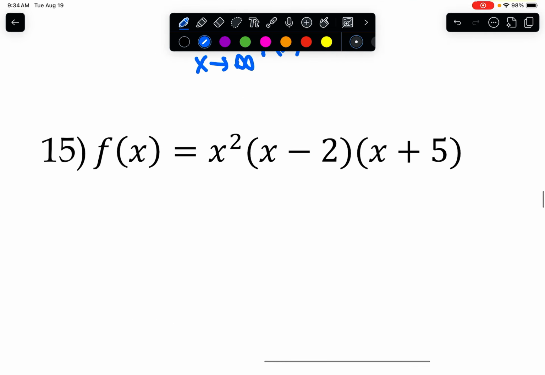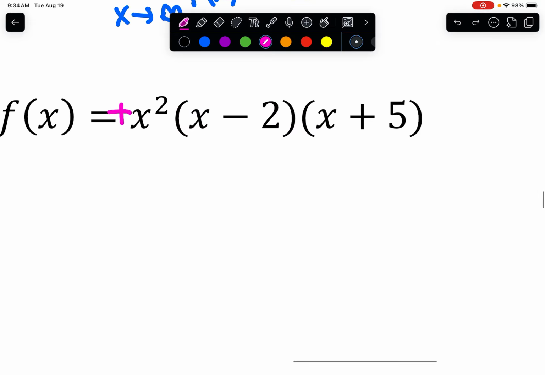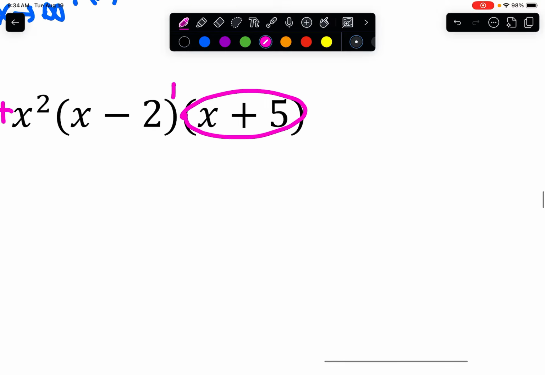So now with 15, whenever your polynomial is in factored form like this, you're still going to pay attention to if it's positive or negative, and then you're going to look at the degree. But how you approach the degree is a little bit different. So in the front, you're still going to look to see whether we have a positive or a negative. In this case, we have a positive. And then in terms of the degree, we have a degree of 2 with my x value. And then x minus 2 has what we call a multiplicity of 1. And then x plus 5 is going to have a multiplicity of 1.